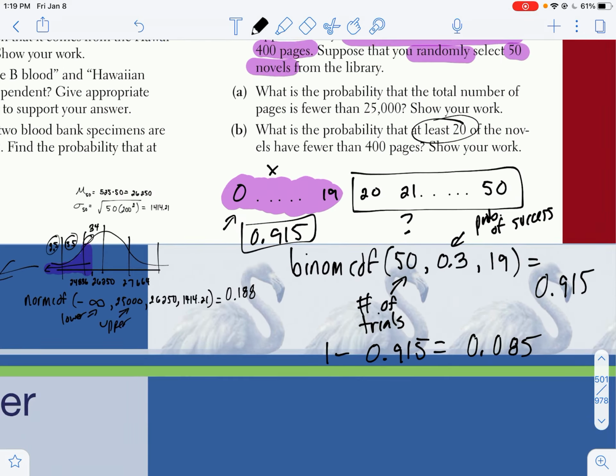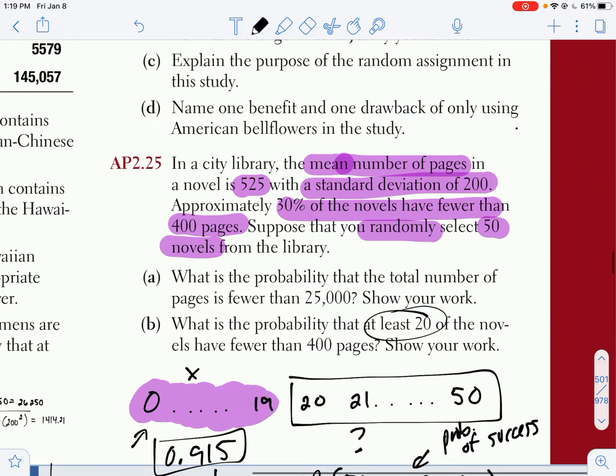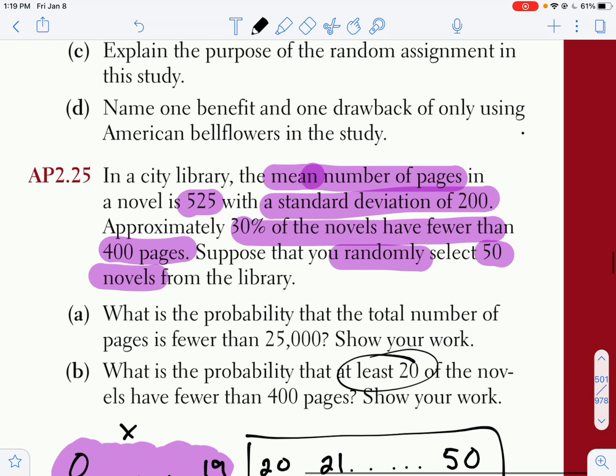Again, I did that based on a binomial distribution. This problem was tricky because they gave you two sets of values to work with, but you're not using them all at once. So just remember that. Just because they're giving them all to you doesn't mean you're going to be using all of them at once.